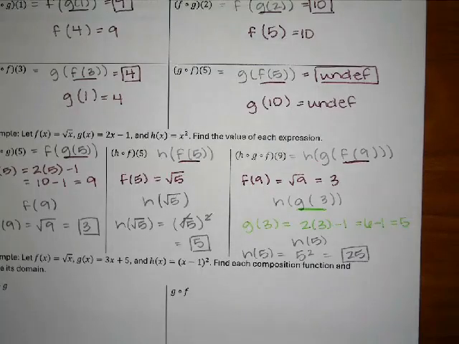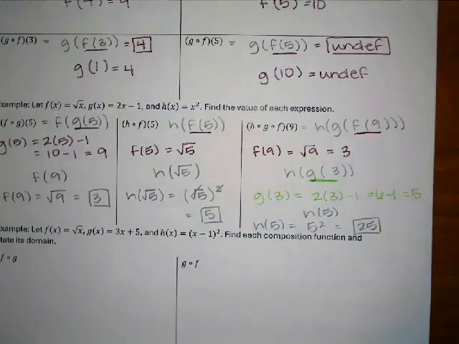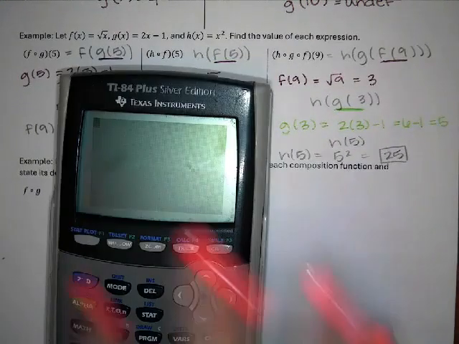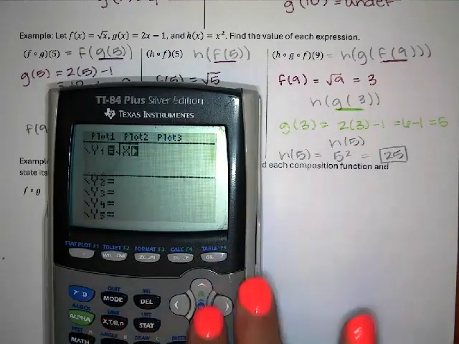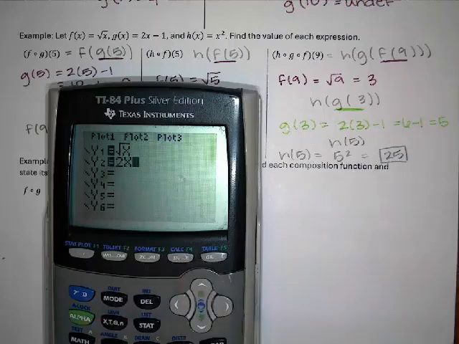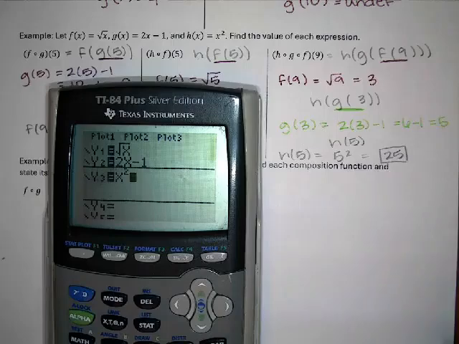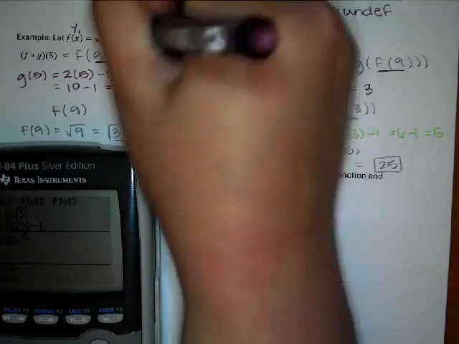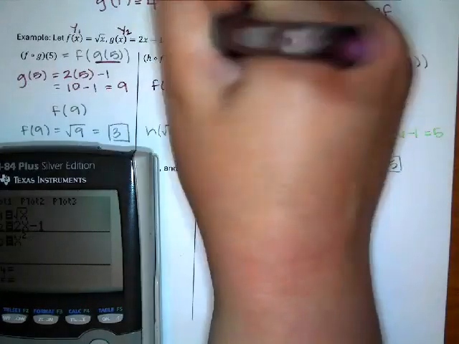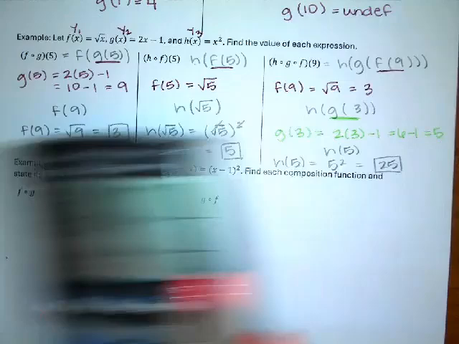What's cool about your calculators is your calculator can actually handle doing this one as well. So I'm going to type these into the y equals screen. Square root x, 2x minus 1, x squared. And then I'm going to write down, this is my y1, y2, y3. And when I type this into my calculator, it won't make it look like this. It'll make it look like this.